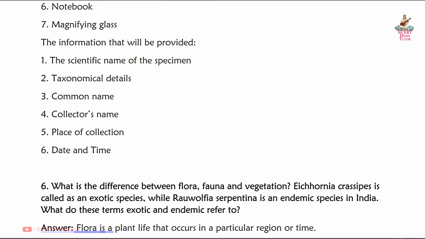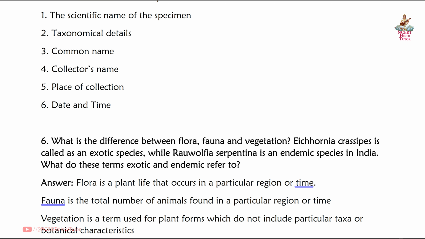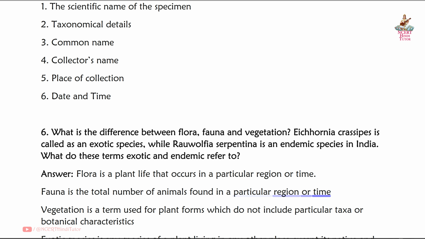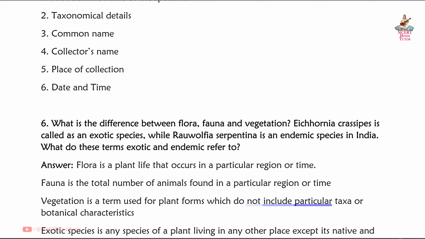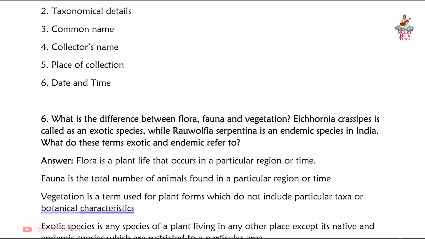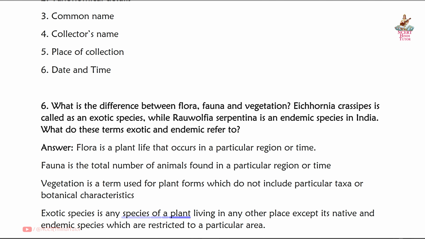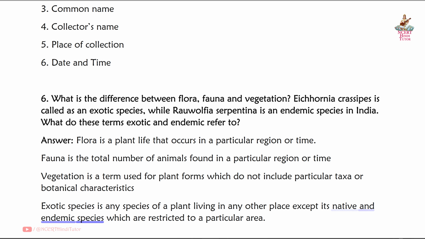Answer: flora is the plant life that occurs in a particular region or time. Fauna is the total number of animals found in a particular region or time. Vegetation is a term used for plant forms which do not include particular taxa or botanical characteristics. An exotic species is any species of a plant living in any other place except its native place, and endemic species are restricted to a particular area.